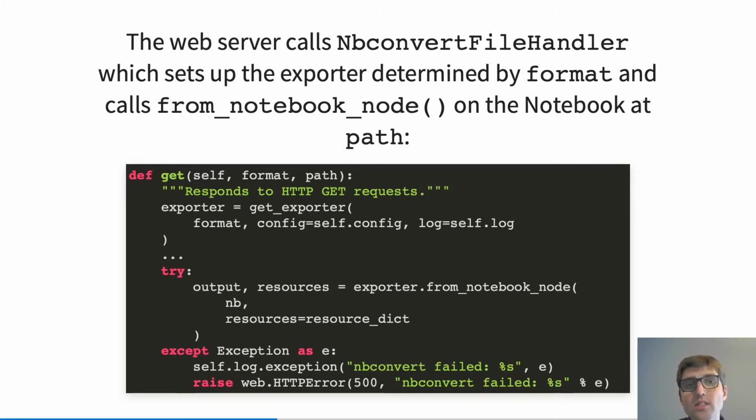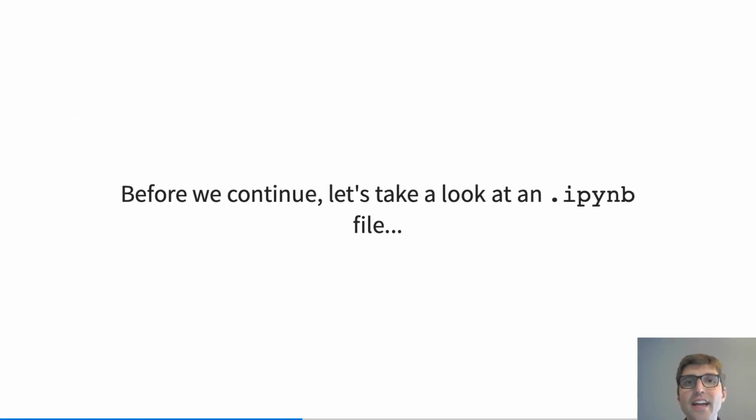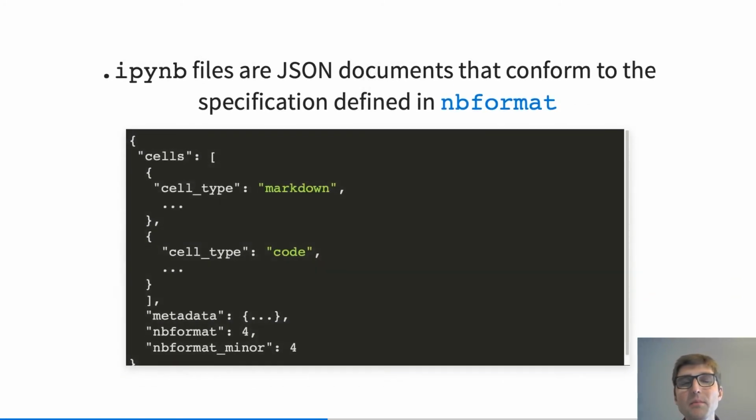Okay, so once we reach this code, the next step is to go into NBConvert and see how NBConvert turns the notebook into PDF. Before we do that, let's take a look at an IPYNB file. IPYNB files are JSON documents that conform to a particular specification that's defined by this nbformat package.